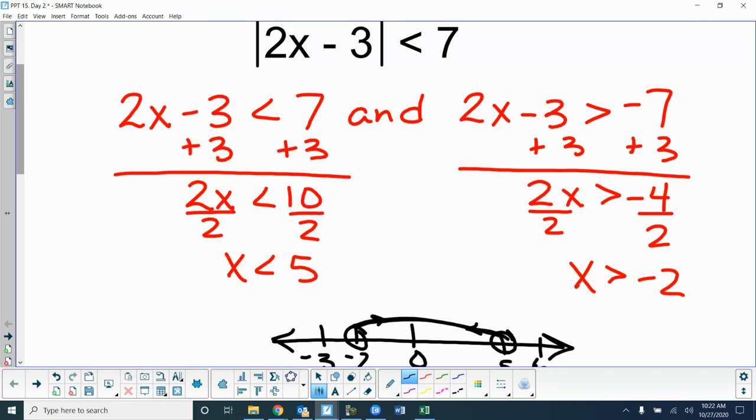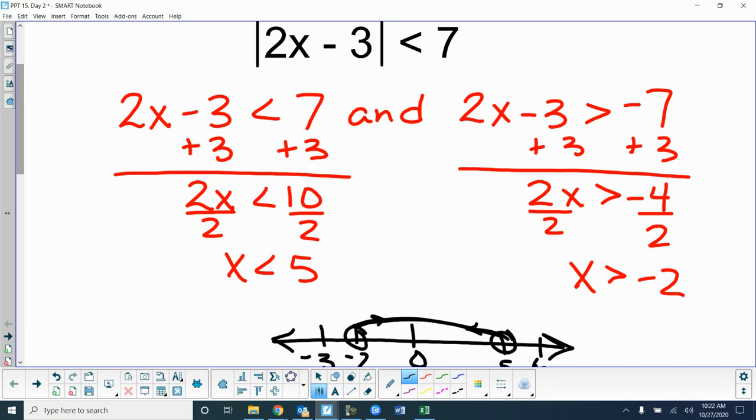So again, when you have a quiz on this next week, I'm just going to ask you to solve and graph, even though your directions in your homework said use interval notation. It might even say that today. Again, just always solve and graph these.